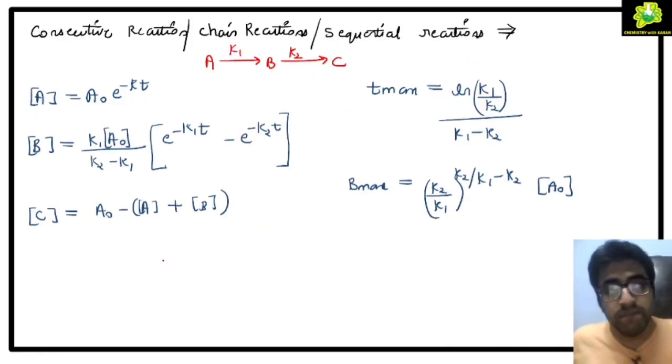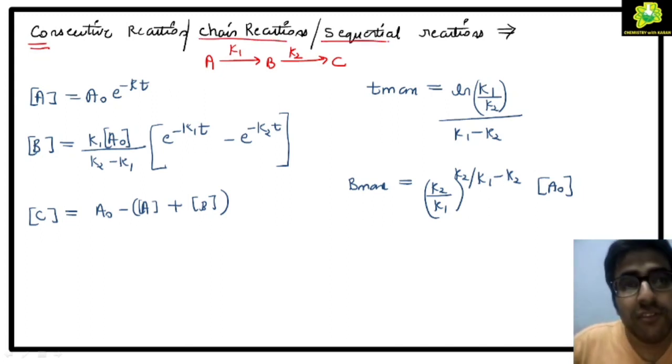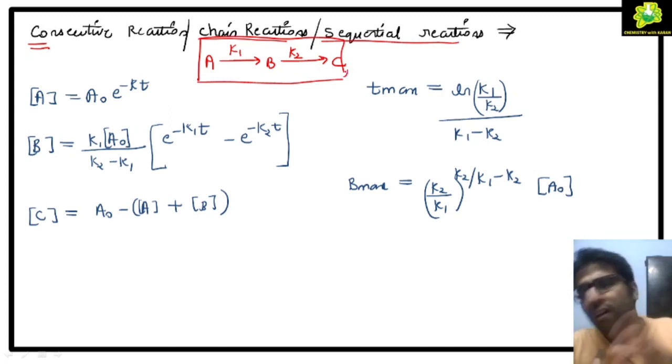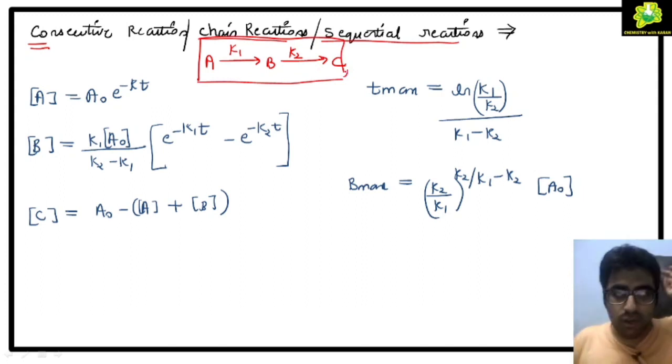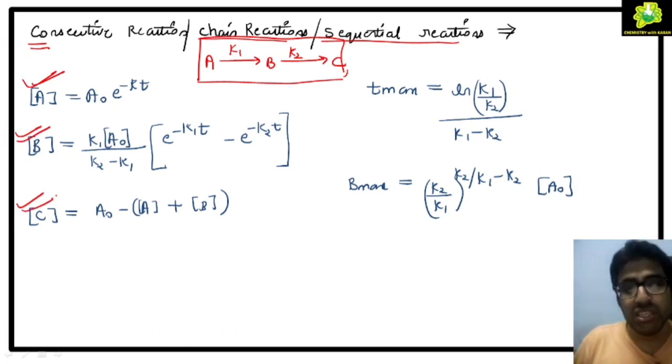Okay. Now the third and last type is consecutive reactions. Also known as chain reactions or sequential reactions. How does it proceed? This is A giving B, and in sequence B giving C. This is how generally all organic reactions proceed. So the concentration of A at time t is given by this formula. The concentration of B at time t is given by this formula. The concentration of C at time t is given by this.